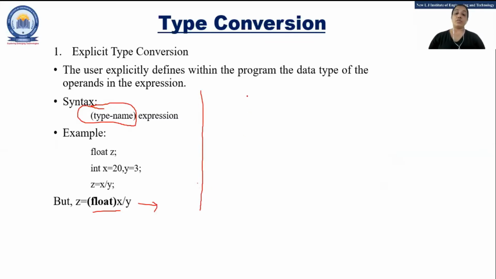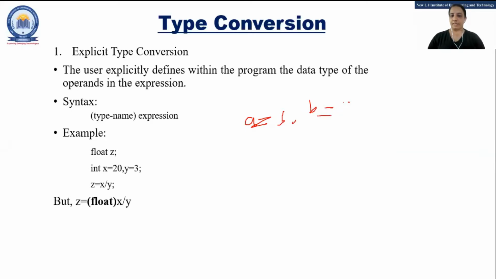I want to do swapping. Suppose two variables are given to me. Two variables are given: A equal to 5 and B equal to 7. This type of program normally asks you to do the swapping of variables. Write a program to do the swapping.